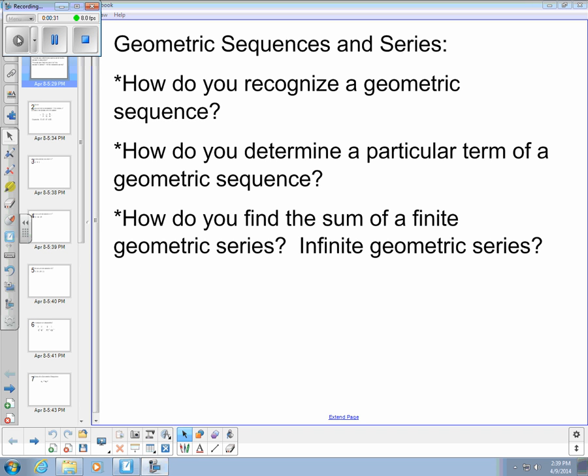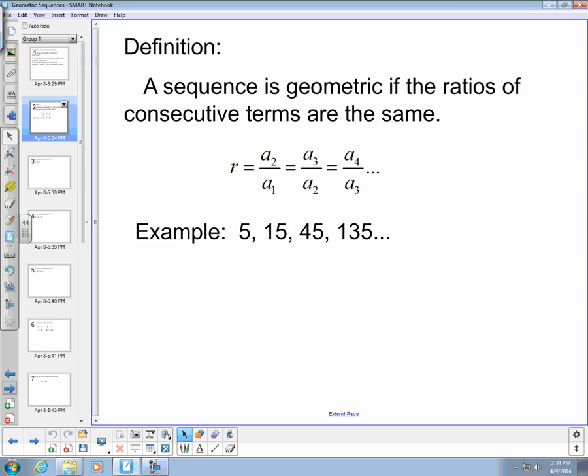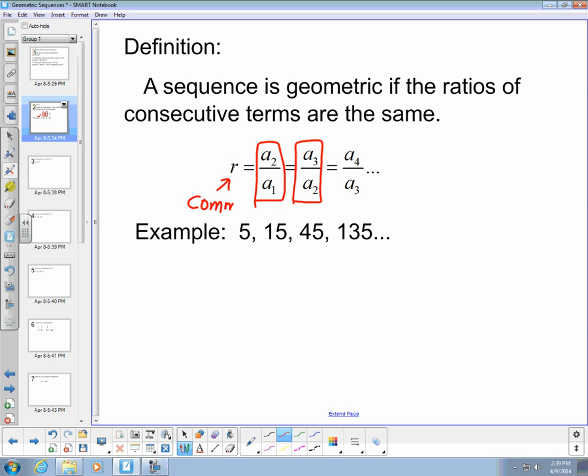Okay, so again, arithmetic had a common difference, which meant that all the terms either added or subtracted the same number to get the next term. To be a geometric sequence, it's got to have a common ratio. So if I take consecutive terms and divide, the second term divided by the first term, or the third term divided by the second term, etc., should give me the same number. And that is called the common ratio. We're going to let R represent the common ratio, just like D was the common difference for arithmetic.